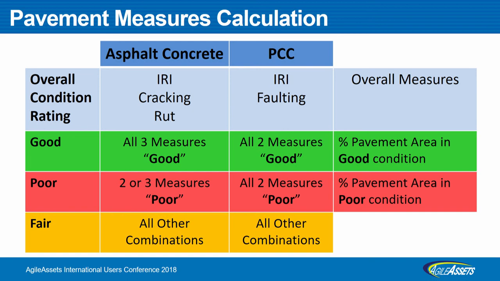PCC, the only difference is that PCC has two attributes, IRI and faulting. So if both are good, it is good. If both are poor, it is poor. Anything else is fair. So this is how, once we have this individual distress data collected, we can calculate this overall rating based on this rule.